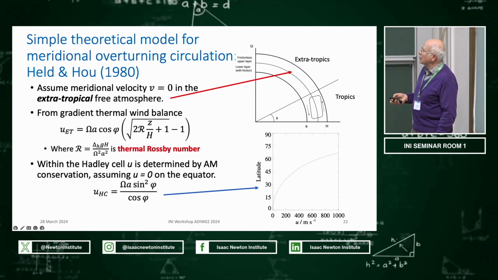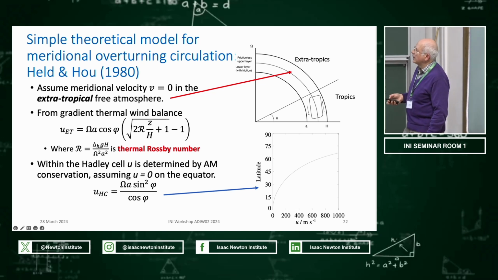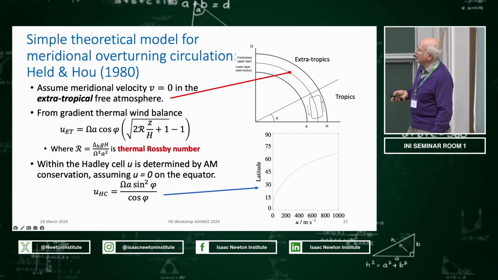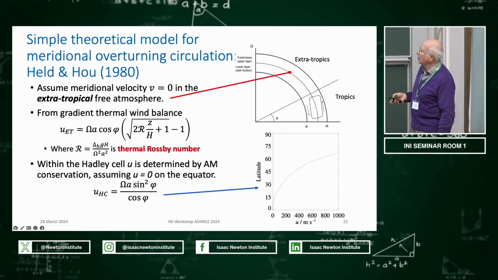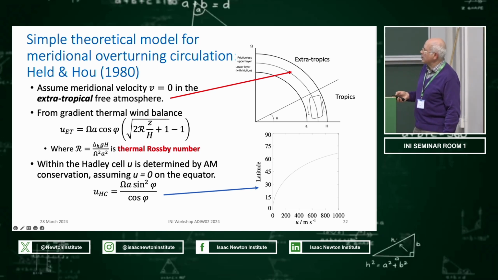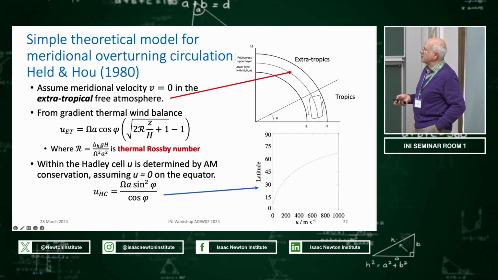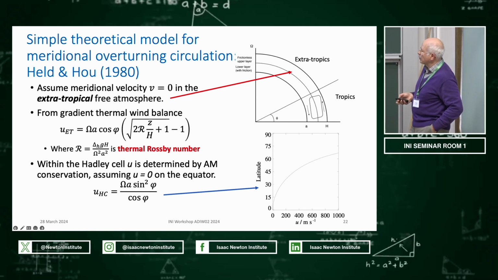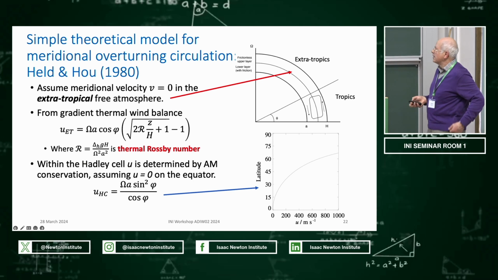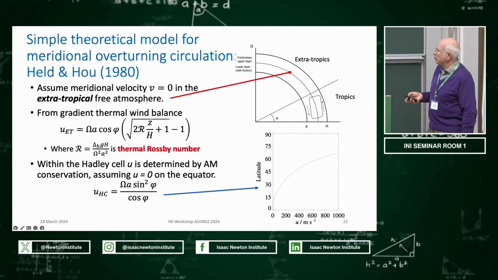And this will turn out to also introduce an important parameter, the so-called thermal Rossby number, where delta H is essentially the equator to pole temperature contrast, g is the acceleration due to gravity, H the depth of the atmosphere, and omega and a we've already introduced. And then within the Hadley cell itself, u is determined by angular momentum conservation, assuming that we start with a zero velocity on the equator itself to prevent us from having any local superrotation.